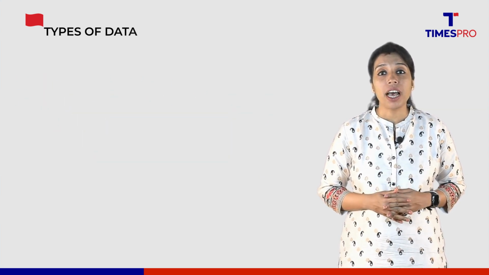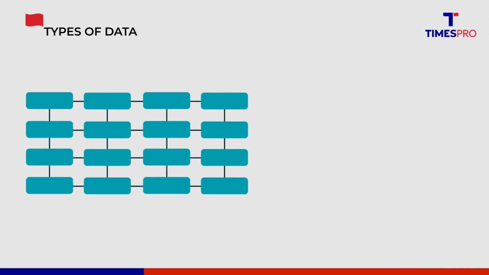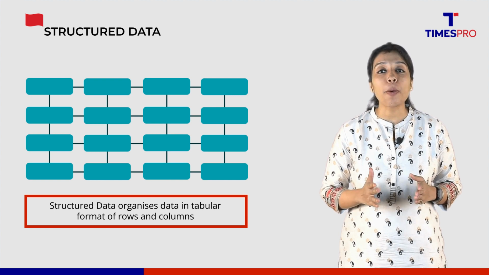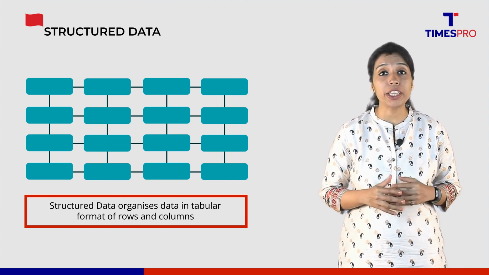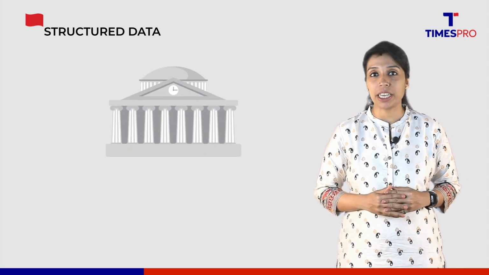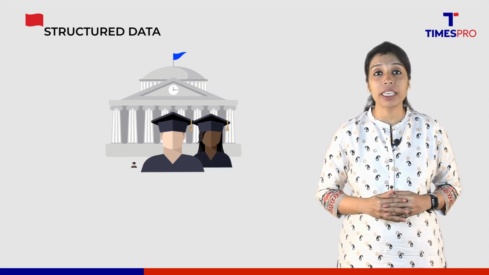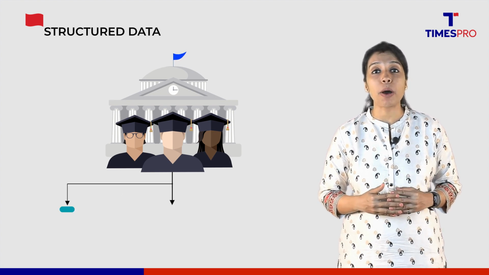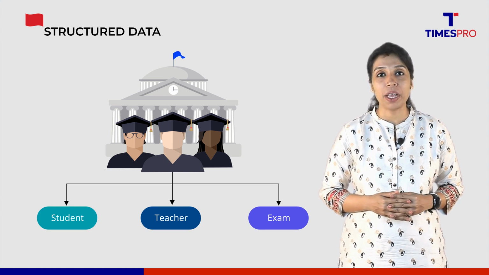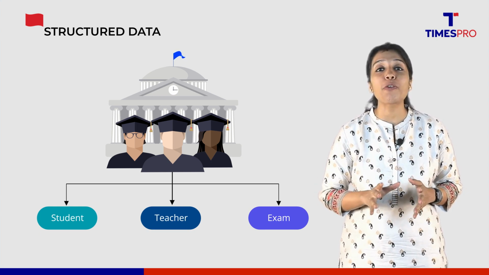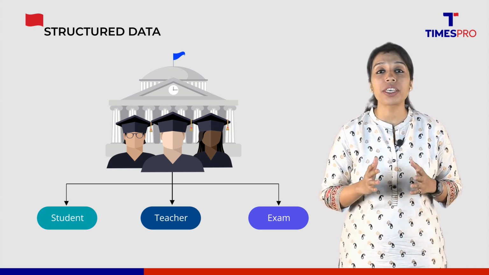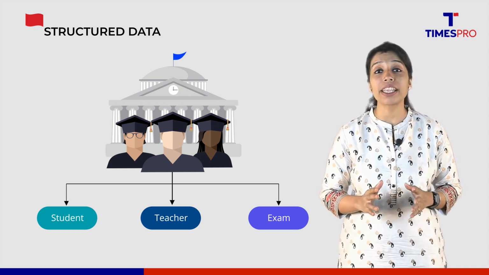Different types of data are structured data and unstructured data. Structured data is stored in the format of a table which contains rows and columns. Let us take an example of a university database. A university database contains data about a student, the teacher, and the exam data. All this data is stored in the form of rows and columns. So, this is an example of structured data because it has a format.